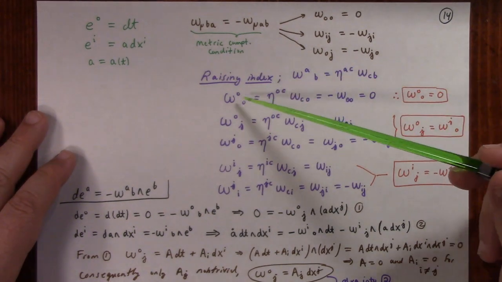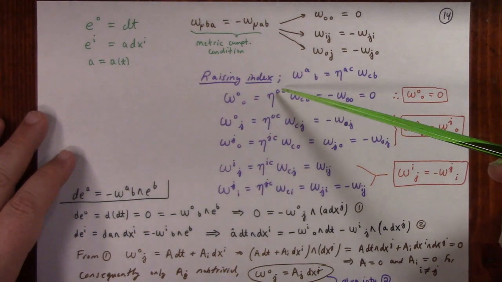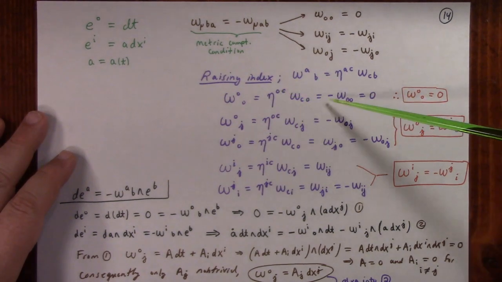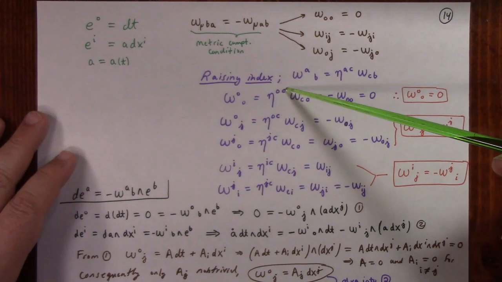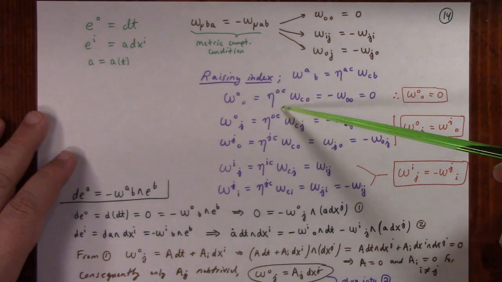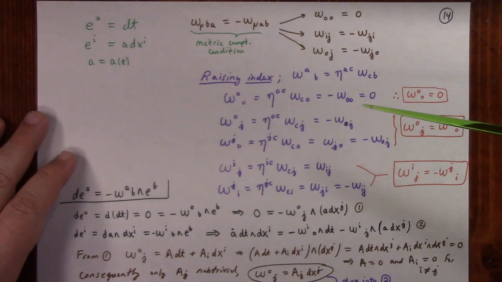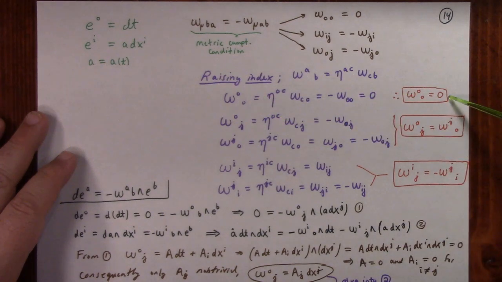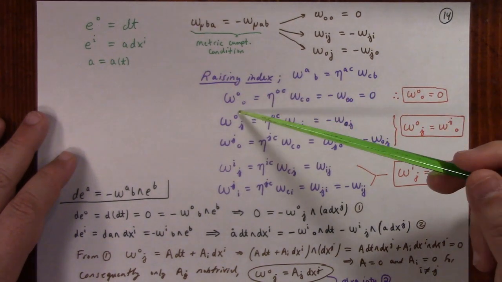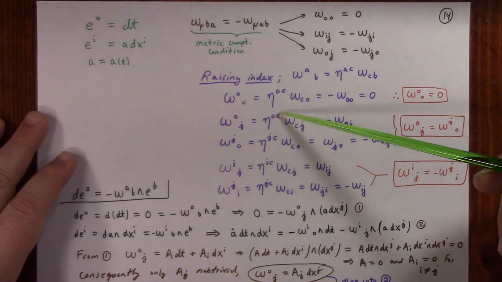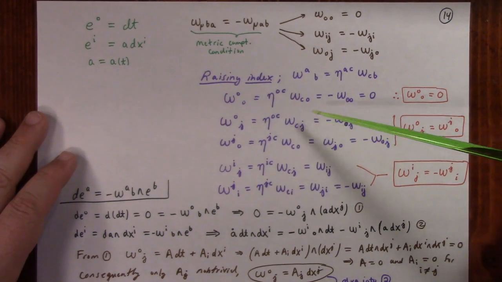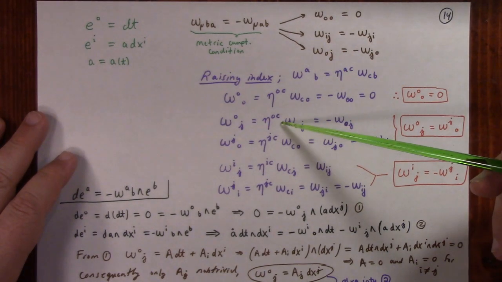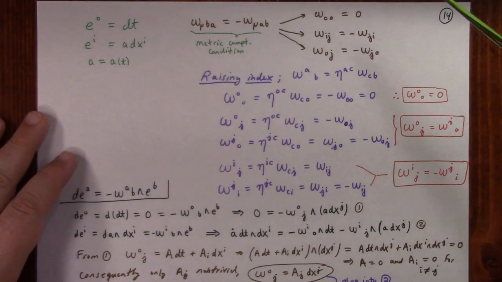So let's see here. Omega upper 0, lower 0 is the contraction of eta 0c with omega c0. The only time that eta 0c is non-zero is when c equals 0, in which case it's minus 1. That's why I get minus omega 0, 0 here, right? But we know omega 0, 0 is 0, so that tells us that omega upper 0, lower 0 is 0. Great. Now, omega 0j is by definition eta 0c contracted against omega cj. Again, eta 0c is only non-zero when c is equal to 0, and it's minus 1, so that gives us minus omega 0j. So that gives me that.